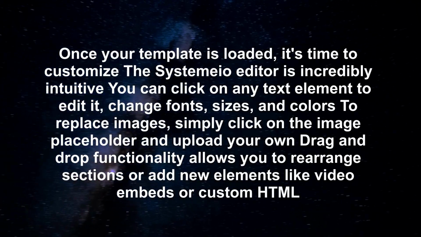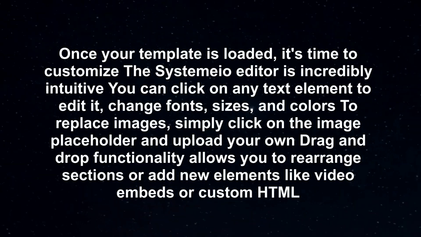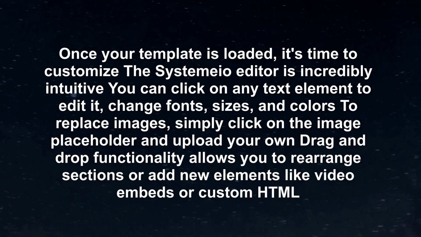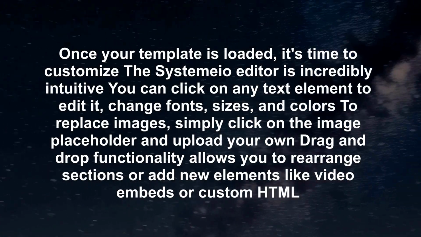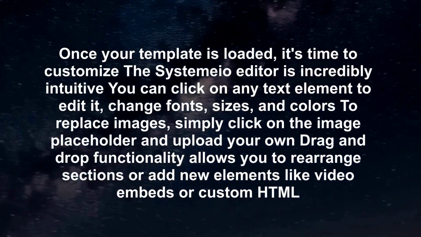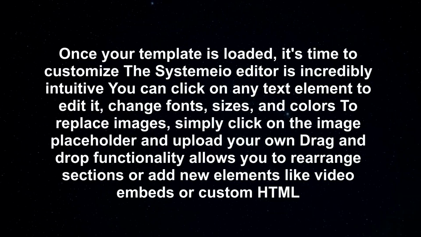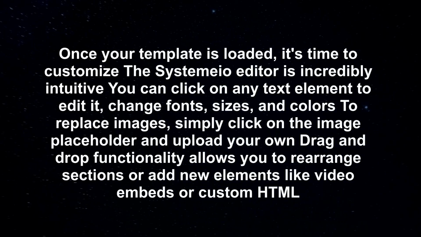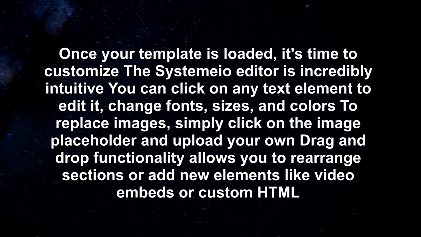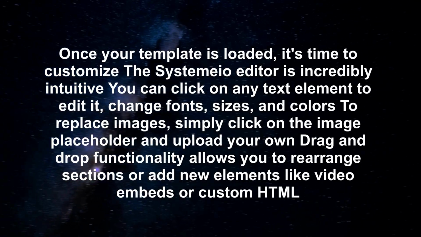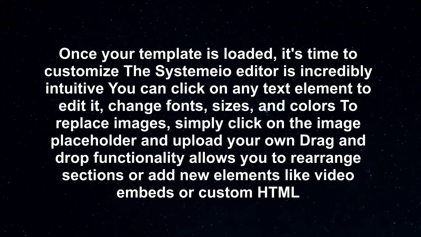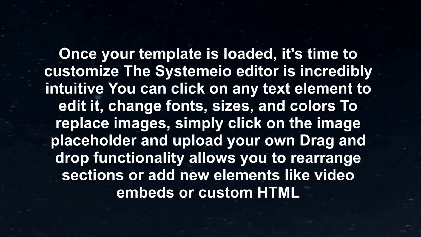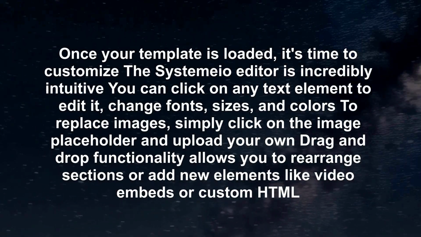Once your template is loaded, it's time to customize. The Systeme editor is incredibly intuitive. You can click on any text element to edit it, change fonts, sizes, and colors. To replace images, simply click on the image placeholder and upload your own. Drag and drop functionality allows you to rearrange sections or add new elements like video embeds or custom HTML.